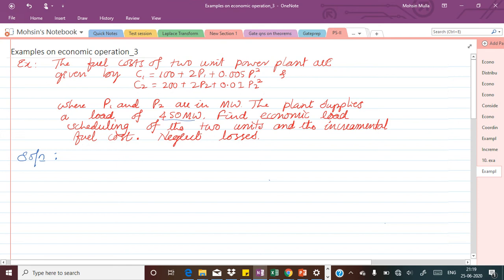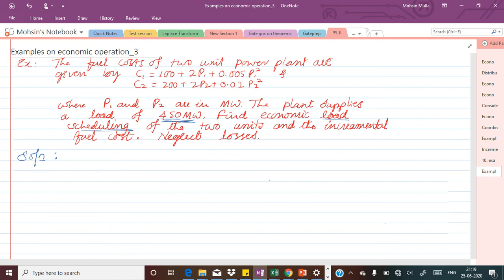P1 and P2 represent the output power of the two units in megawatt. The plant supplies a load of 450 megawatt. Find the economic load scheduling of the two units and the incremental fuel cost. Neglect losses. So here we have to obtain for what amount of loading they are going to work at economic condition, or at optimum values or optimum cost of the operation.